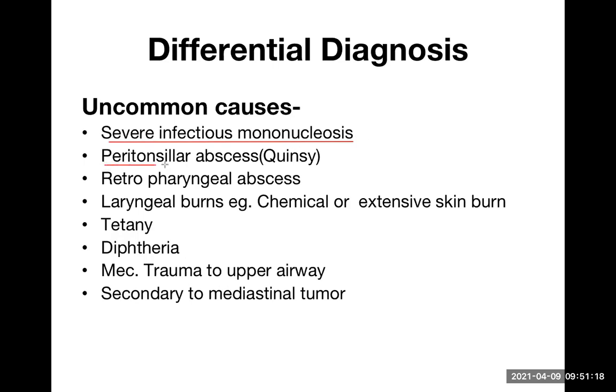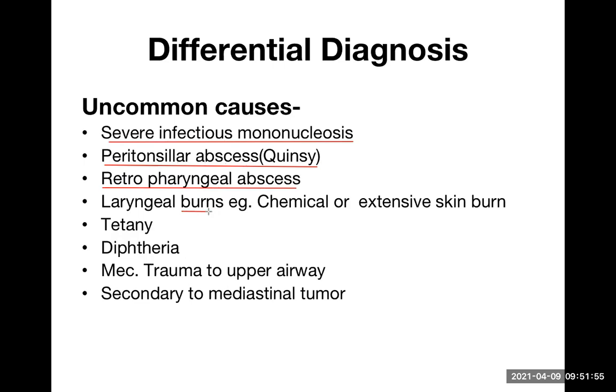Another uncommon cause is quinsy, also known as peritonsillar abscess. It starts with acute bacterial tonsillitis. Then the condition worsens, and there is a collection of pus there. This is known as peritonsillar abscess. There is a huge swelling, edema in that area, and it may lead to a bit of obstruction there. Retropharyngeal abscess, a collection of pus on the backside of the throat, is retropharyngeal abscess.